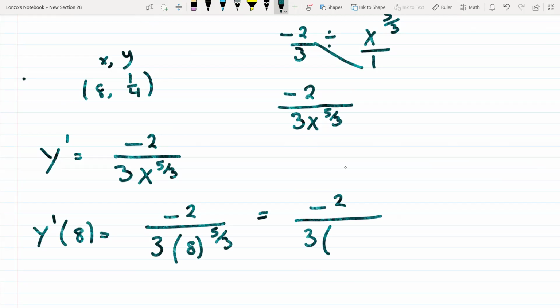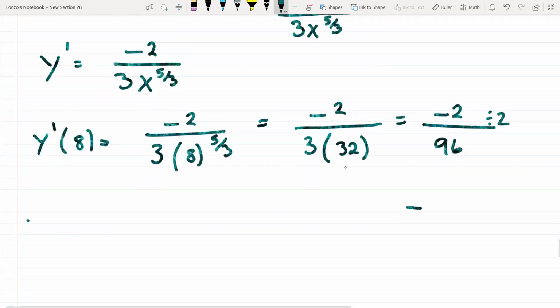Well, you could just try putting it in the calculator. That's what I always do. Because if you could just put it in the calculator, and if it's a whole number, you're good. So 8 raised to the 5/3 is, I think it comes out nicely as, yes, 32. So this is negative 2 over 3 times 32, which is 96, and then that could be reduced by 2. So that is negative 1 over 48.